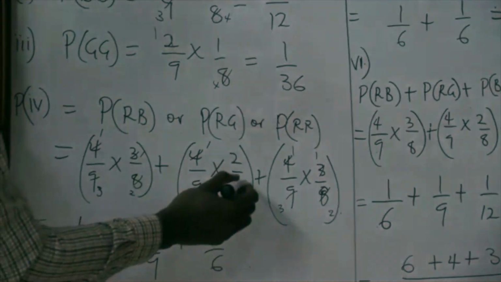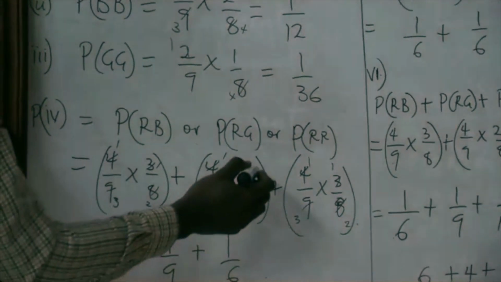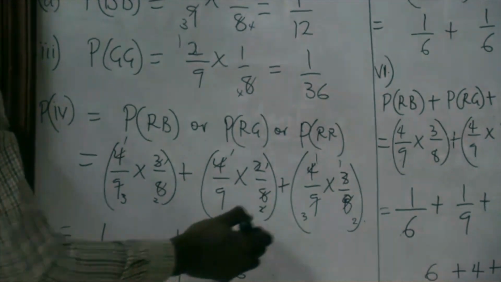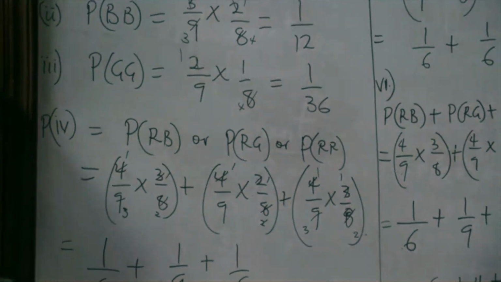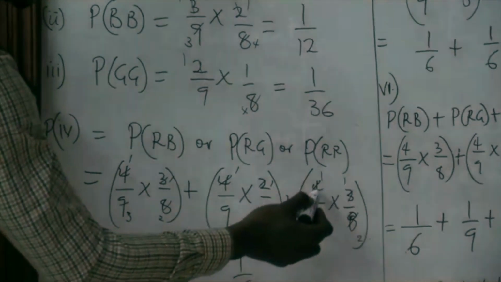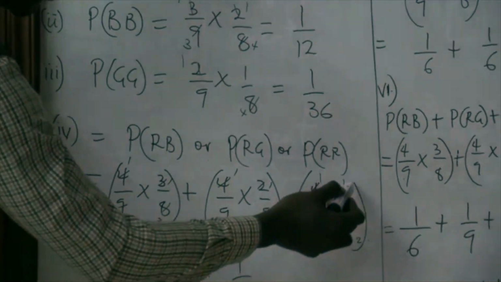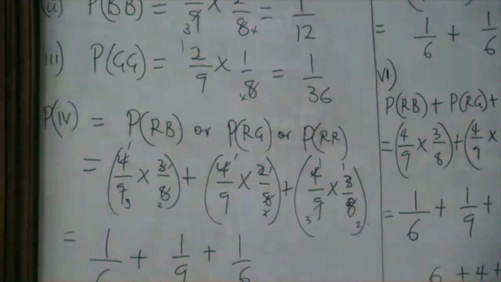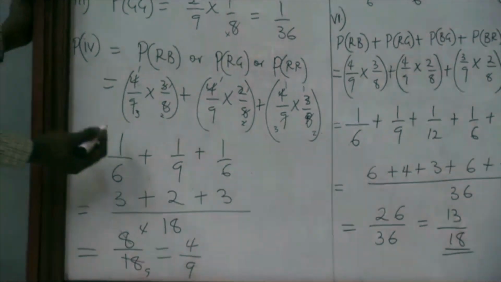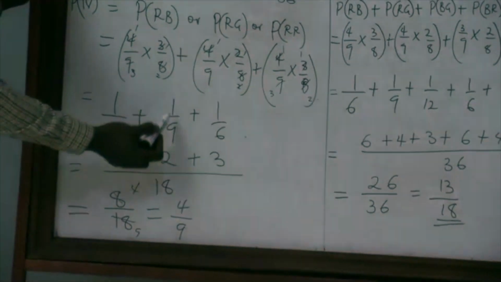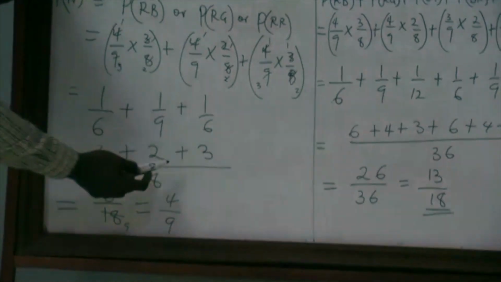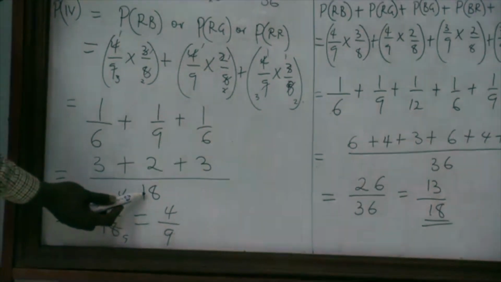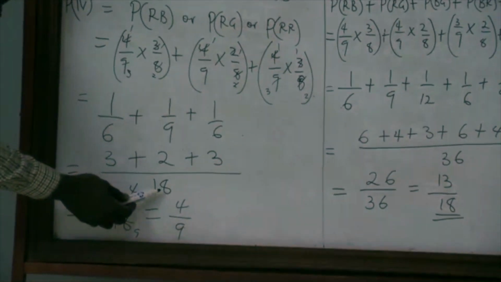4 here 1, here 2. So 2 can also cancel 2 here. So that's 1 divided by 9. Here also 4 here 1, 4 here 2, 3 here 1, 3 here 3. So that's 1 divided by 6. 1 over 6 plus 1 over 9 plus 1 over 6. So the LCM is 18. 6 in 18, that's 3.